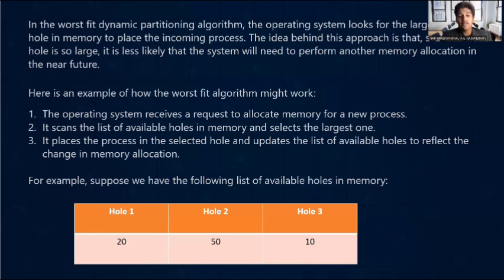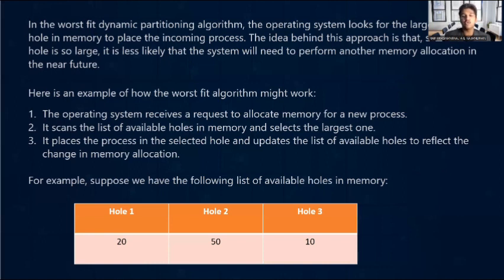So here's an example. There are 3 steps. First, the operating system receives a request to allocate memory for a new process. The second one, it scans the list of available holes in memory and selects the largest one. Third, it places the process in the selected hole and updates the list of available holes to reflect the change in memory allocation. So there we go, those were the examples of how the worst fit algorithm might work.